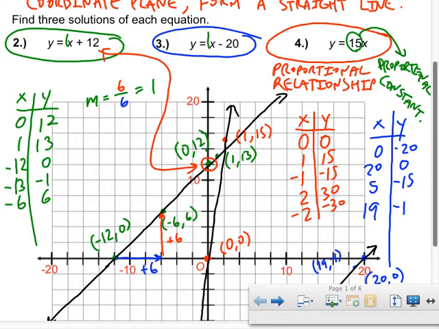Something I want you to realize about proportional relationships. What does 15 over 1 give me? Still gives me 15. What about negative 15 over negative 1? What's that going to give me? Still gives me 15. What about 30 over 2? What's that going to give me? Still 15. What about negative 30 over negative 2? That still gives me 15, just like 15 over 1. So we see that these two things, they're equal, no matter what.